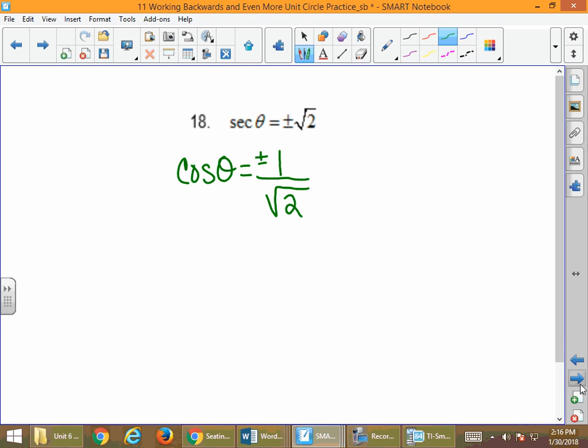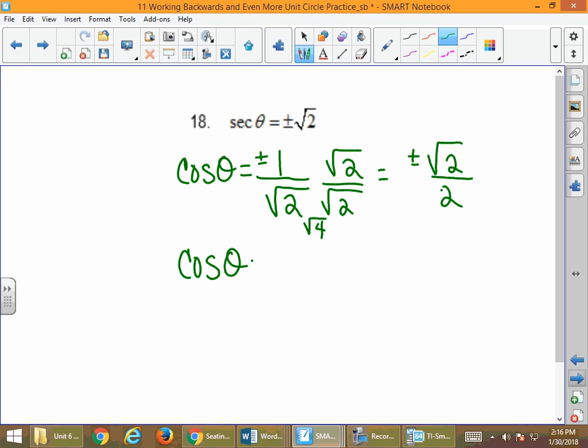Once again, you may have it memorized already, but I just rationalized. I'm going to multiply by the square root of 2, multiply by the square root of 2, you get plus or minus the square root of 2 over 2, because the square root of 4 is 2. So ultimately what we're looking at is the cosine of theta is plus or minus the square root of 2 over 2. On the last example, I forgot to use my hand gestures, but I will use them on this one.